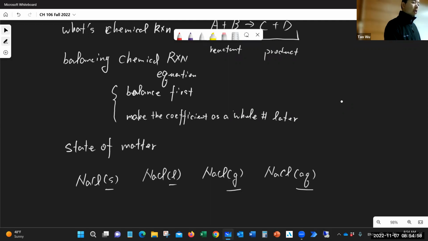But this AQ means it's an aqueous solution, which means the sodium chloride is dissolved in the water. Sodium chloride is dissolving in the water. It's dissolved. It's still solid sodium chloride dissolving in the water to make a solution.